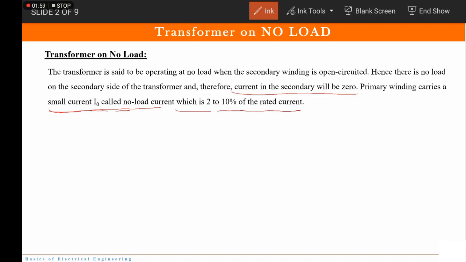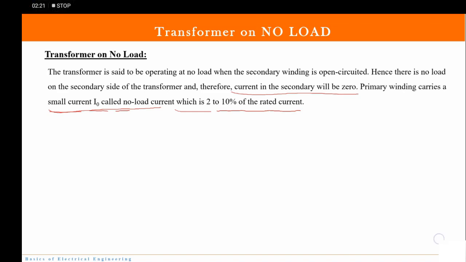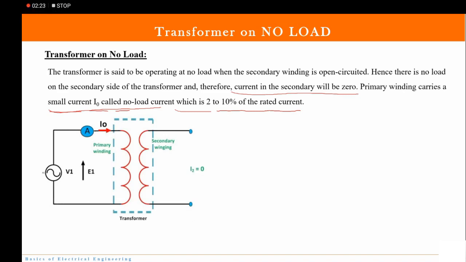Here we have two functions of the input primary current. It means what job it does. It basically supplies the iron loss, which is nothing but the hysteresis and eddy current loss, and it gives a very small amount of copper loss. Why did I say a very small amount of copper loss? Because copper loss is proportional to current and here current is very small. So under no load condition, whatever loss is there, it will be representing iron loss because copper loss will be very less in this condition.